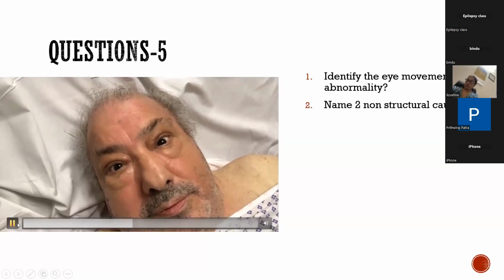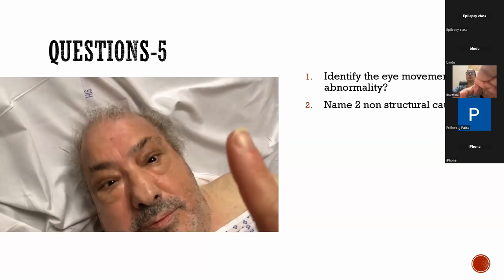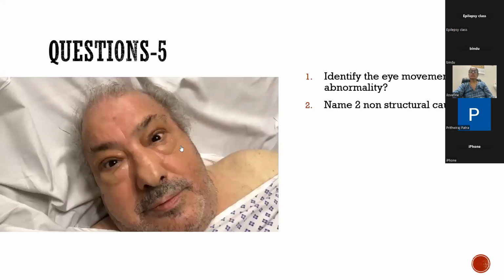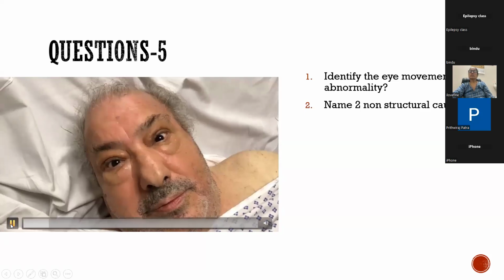So here they ask for any two non-structural causes. So you can write any of these two: SCA6, SCA27B, phenytoin toxicity, Wernicke's encephalopathy, hypomagnesemia, lithium toxicity. So these are. Yeah, correct. Yes, sir. Convergence.